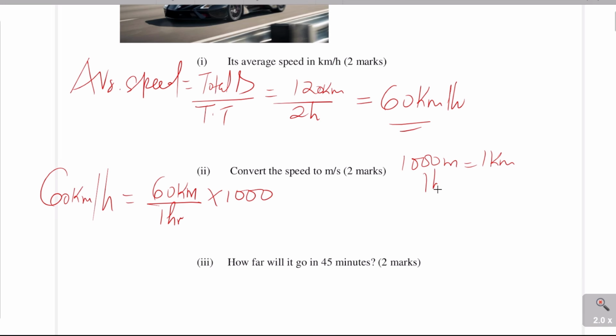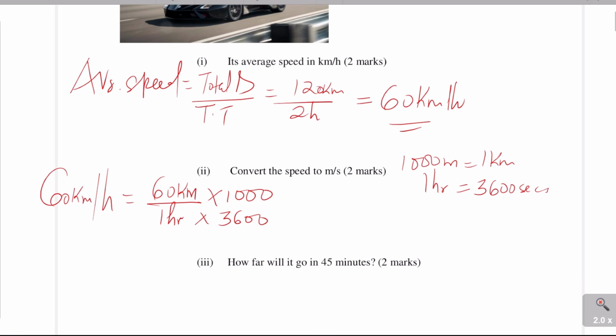Then you know that 1 hour is equivalent to 3,600 seconds. So this is what you're going to use to convert to meters per second. You want to convert hours to seconds. The first one, you've converted 60 kilometers to meters by multiplying by 1,000. For the second one, you convert the hours: 1 hour, we multiply that by 3,600. So that is what you're going to do.